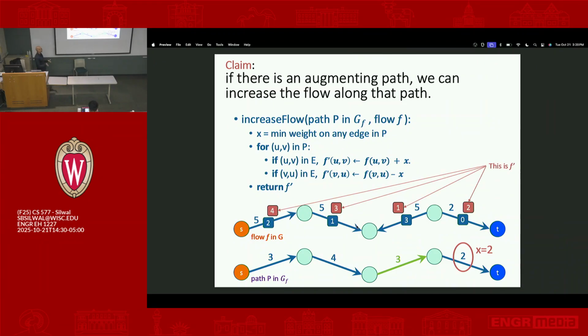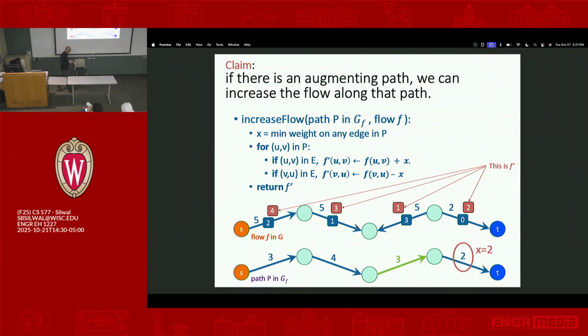And then the flow turns to this. I find this path, I say, okay, this path allows me to send 2 more units of flow, and then I do that. So now it ends up being like this. It updates, and that's f prime. Does this make sense? So the entire Ford-Fulkerson algorithm is the following.